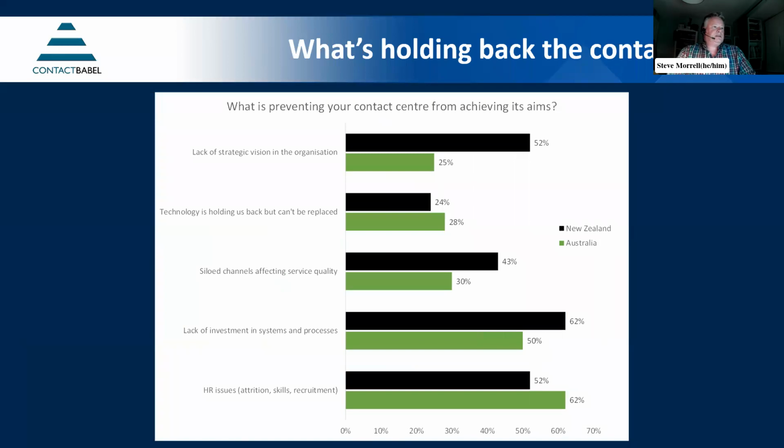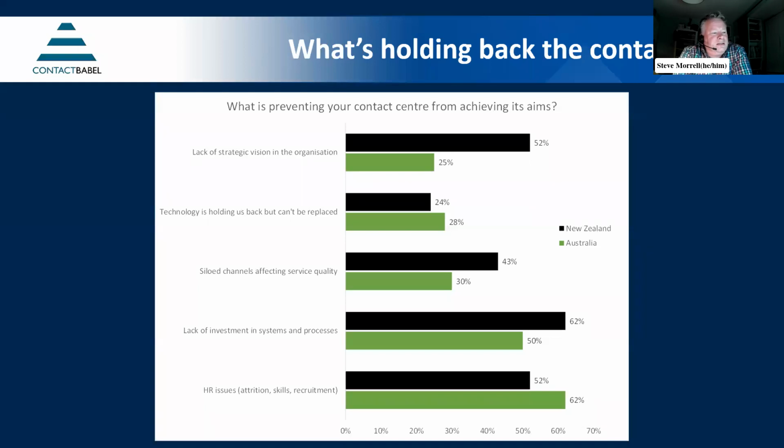So this slide asks the question, what's preventing your contact centre from achieving its aims? And these are the proportion of businesses which believe or agree that these issues are holding the contact centre back. We've come up with 5 different things there and asked people to judge how important they are. New Zealand in black, Australia in green.